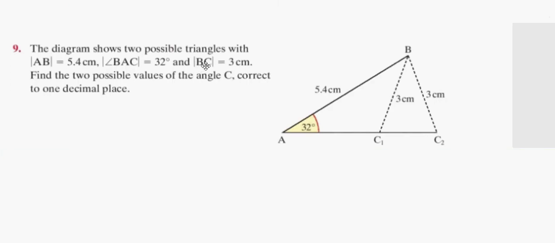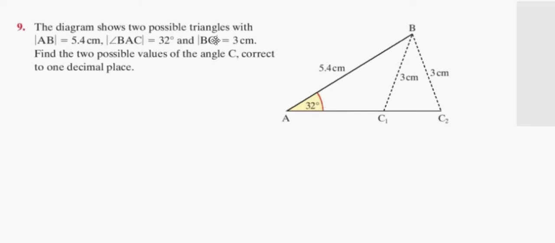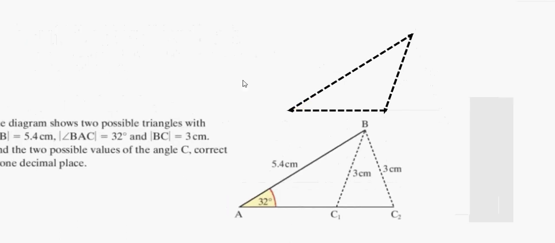Diagram shows two possible triangles with AB equals 5.4 and angle BAC equals 32 degrees. BC equals 3 centimeters. Find two possible values of angle C correct to one decimal place. Okay, which one's angle C? Oh, I understand. There's two possible triangles, lads. So there's this triangle here. That's one of the triangles. And then there's another triangle here.